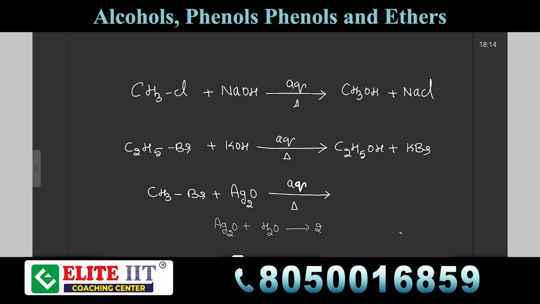Right? Silver oxide first gets soluble in water. It forms two molecules of AgOH. So that I'll get here CH3OH, eliminating two molecules of AgBr. When you use silver oxide, it gets soluble in water, forms silver hydroxide, which reacts to give AgBr.